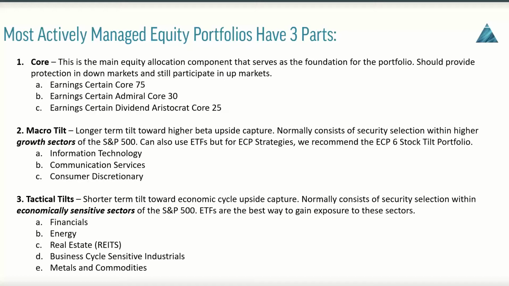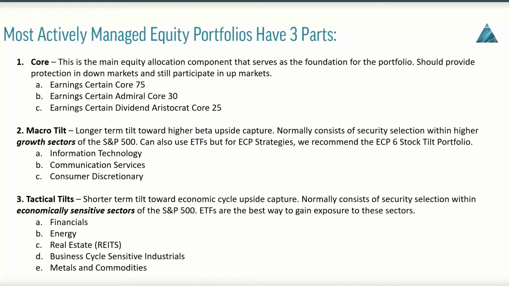The next part is the macro tilt portion, and this is a longer term tilt, and this is going to allow for more upside capture through exposure to higher beta. Traditionally speaking, these are going to provide additional exposure to the growth sectors. In this case, we're talking about the benchmark, the S&P 500, so we'll refer to the S&P 500 in that regard.